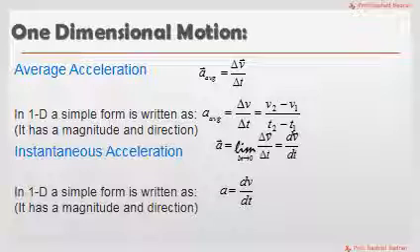The instantaneous acceleration is nothing more than the derivative of the velocity vector with respect to time in 3 dimensions. And in 1 dimension, it is simply the derivative of the velocity along the axis by which the particle is moving with respect to time.